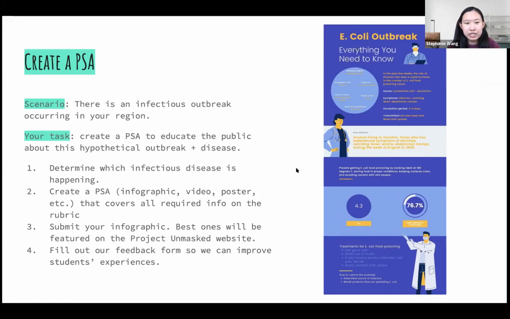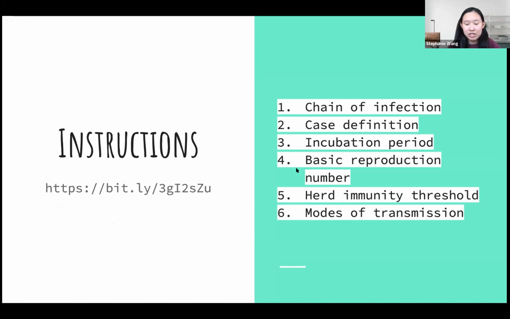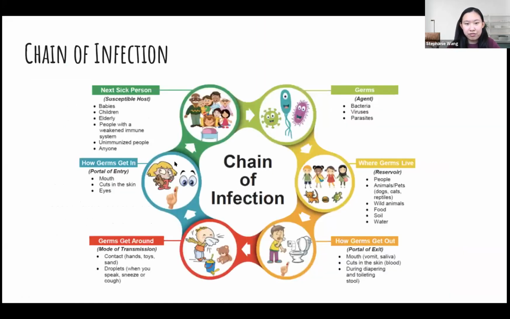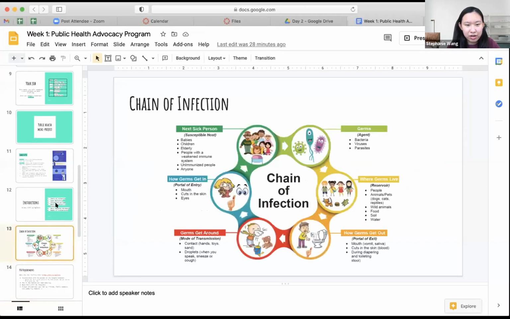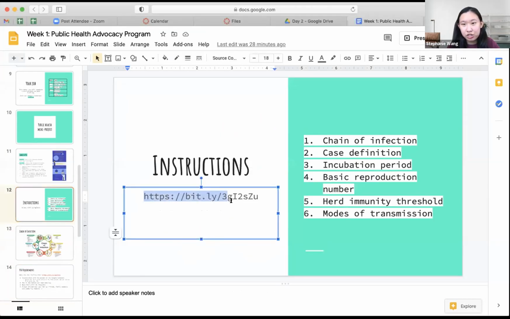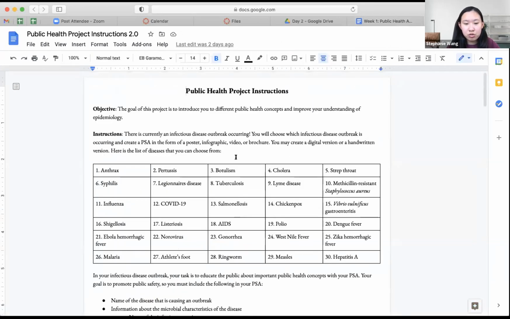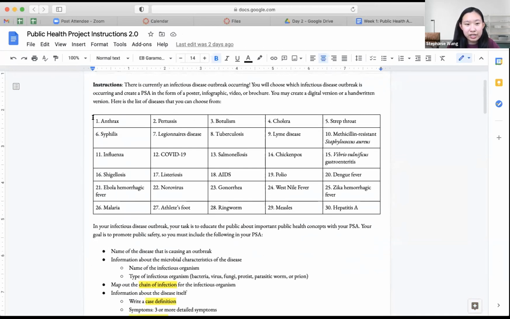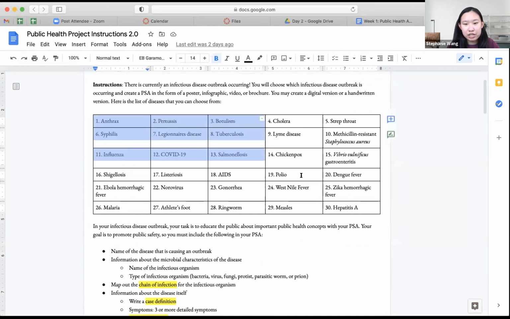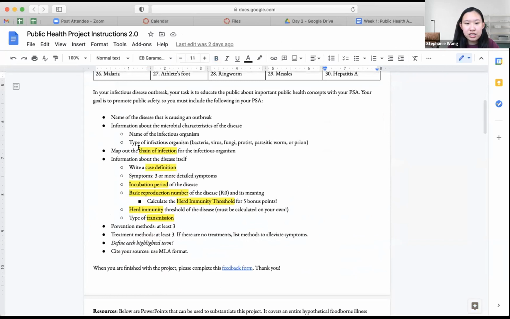So now let's get into the details about what's going on here. I will actually come out of this right now, so I can show you what the instructions are, which is over here. So this is the actual infographic detailed instructions. This is the list of infectious diseases that you can choose from, or you can choose any other one. It doesn't really matter. And this is the information that you should include on there.